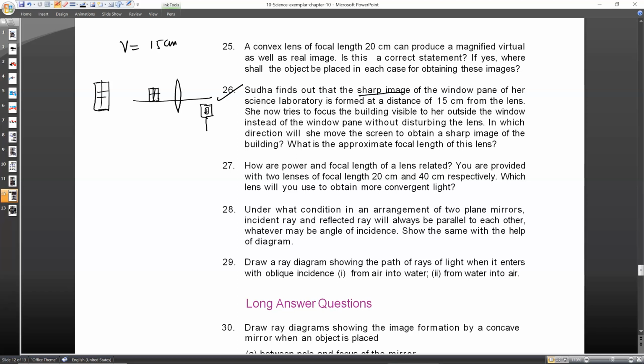Closer to the lens. Yes, she should. Yeah, she will be moving. We know that we are discussing it.